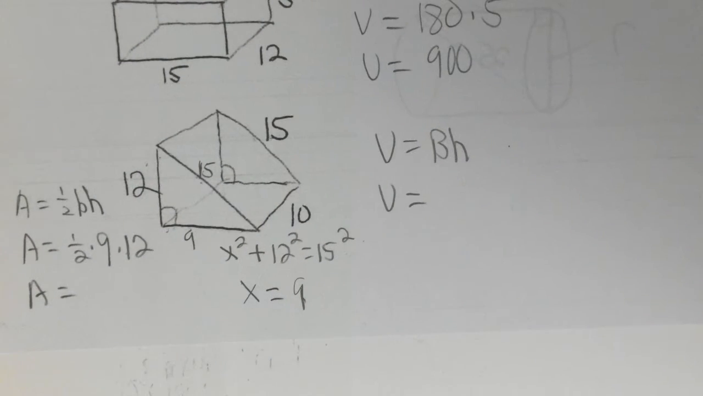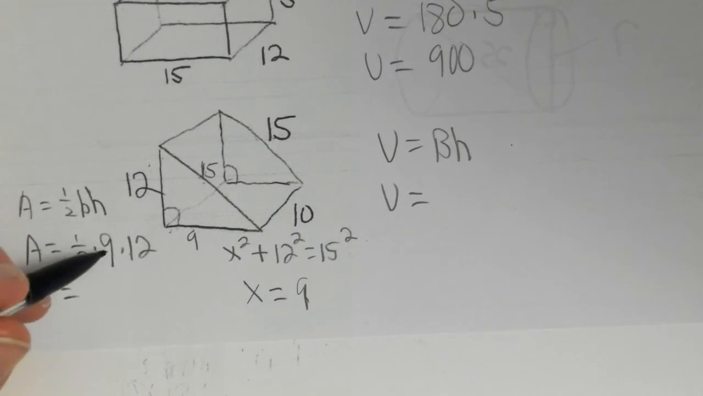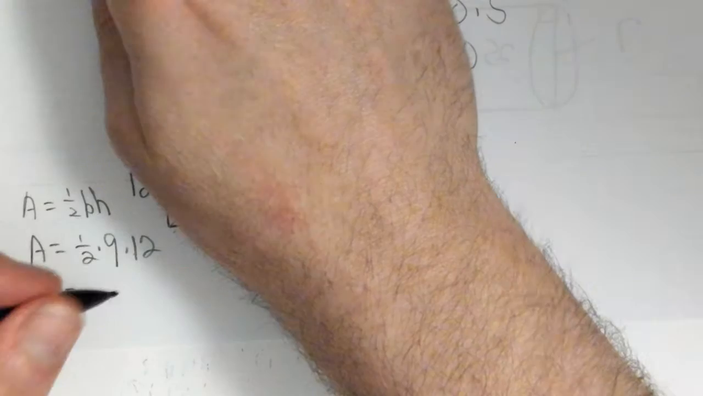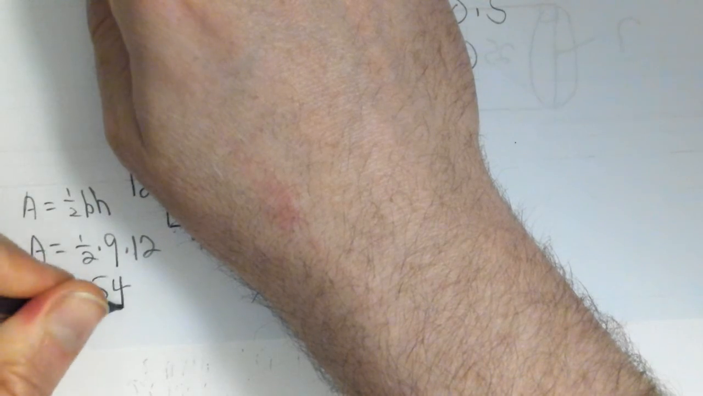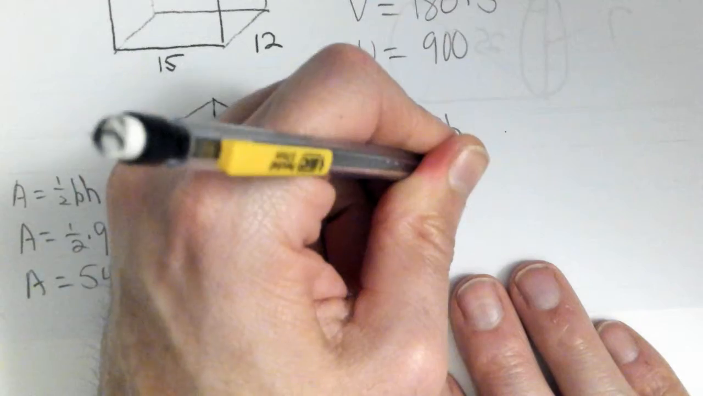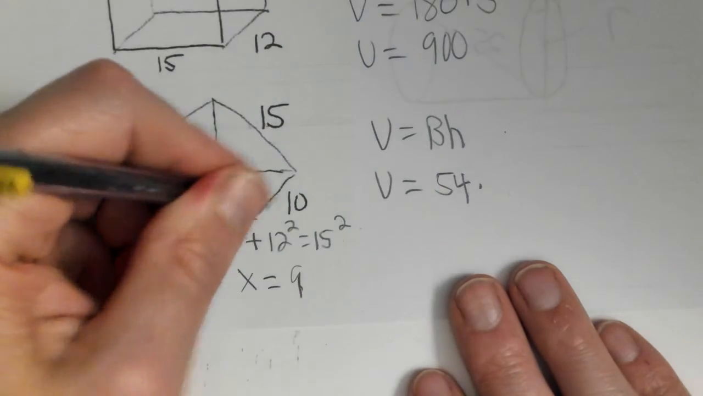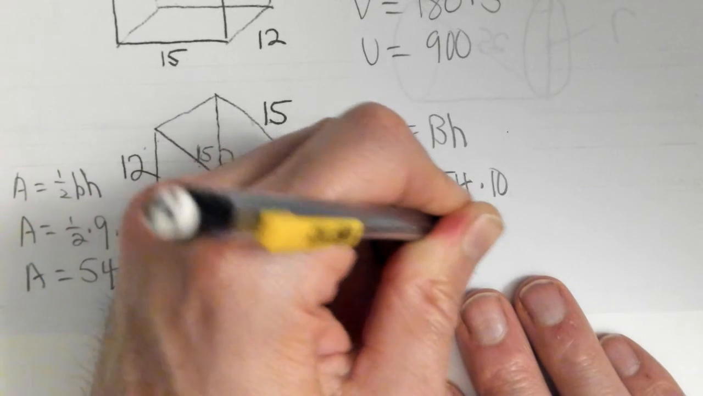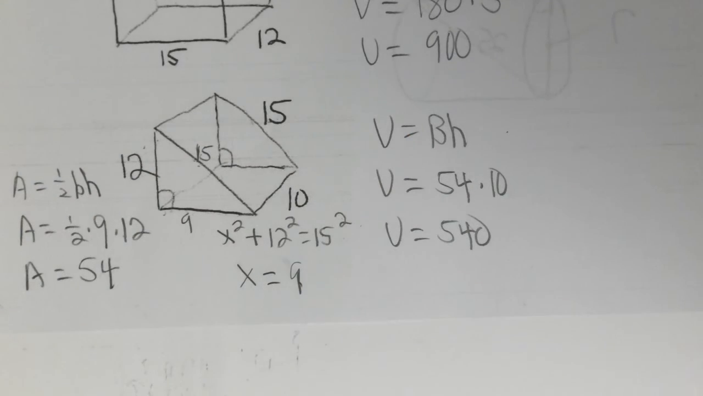And so, half of 12 is 6. 6 times 9 is 54. So the area of the base is 54. So now I need to go 54 times the height of the prism, which is 10. And so that's 540. There you go.